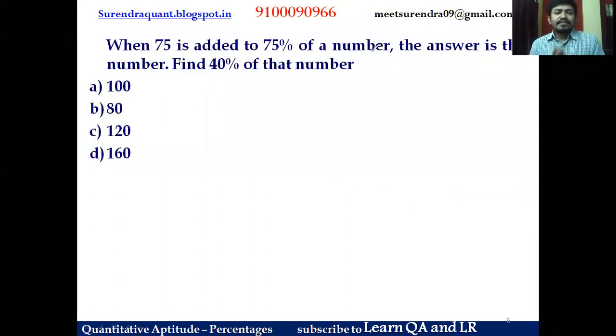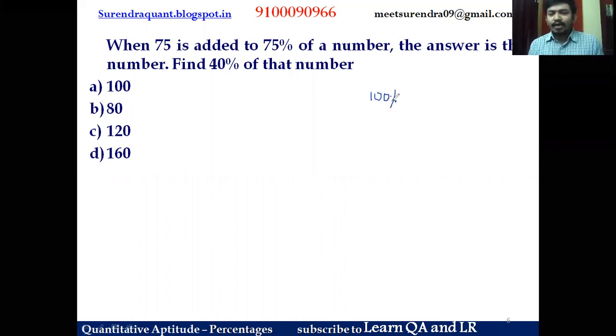Okay. If 75 is added to 75% of a number, the answer is the number. Find 40% of that number. Friends, take the unknown number as 100%. Now, what is the question?